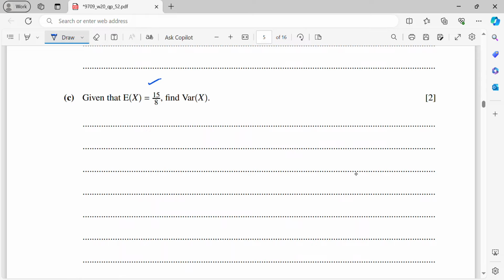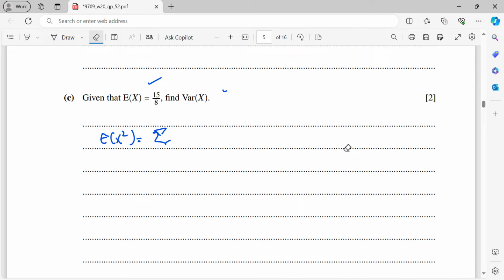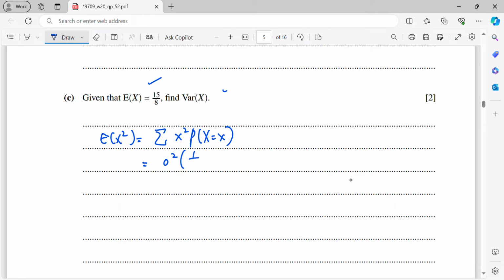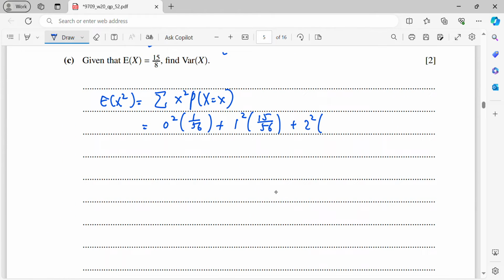Now, part C, given E(X) is 15/8, find the variance of X. So to get the variance of X, we need to get E(X squared) first. So what to do? Just square the X. The formula is summation X squared times P. So I square the X: 0 squared, first probability 1/56, then 1 squared times 15/56, plus 2 squared times 30 over 56, then 3 squared times 10 over 56. So from here, you will be getting 225 over 56.